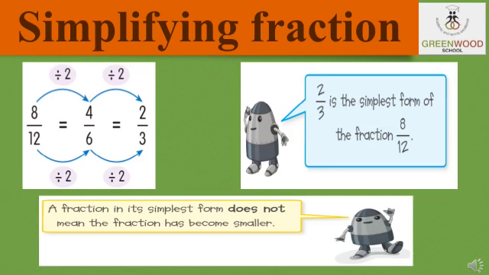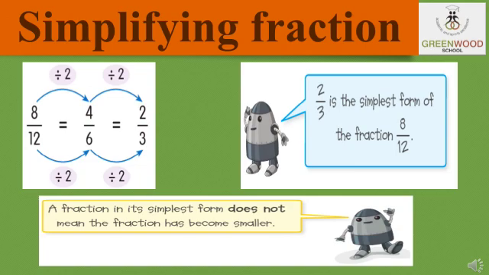Next topic is simplifying fraction. How we can simplify a fraction? We have to divide the numerator and denominator of a fraction by the same number to get an equivalent fraction. Let's see an example. 8 by 12. First, both the numbers are divided by 2. 8 divided by 2 gives 4, while 12 divided by 2 gives us 6.